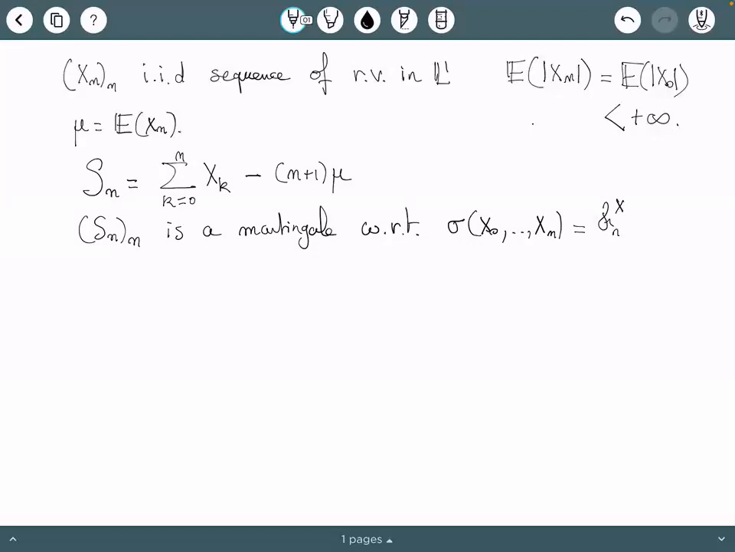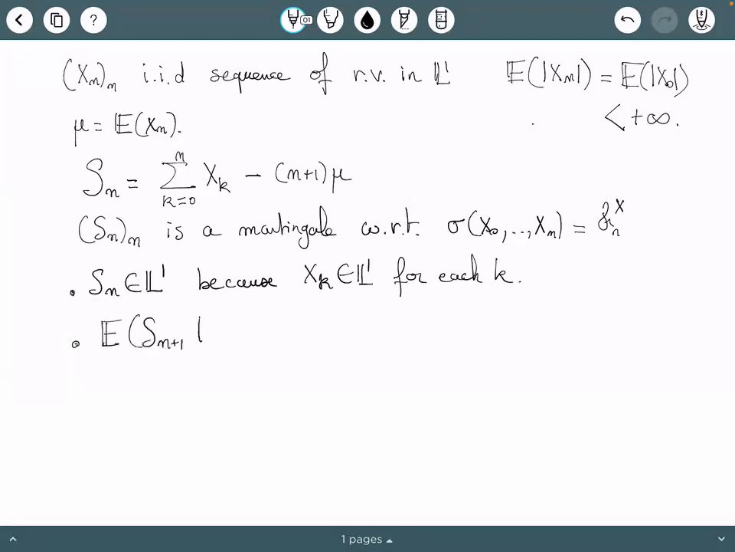Let us check that it is a martingale. The first thing is that Sn is in L1 for each n, because the Xk are in L1 for each k. So that is done. Now I have to compute the conditional expectation of Sn plus one given Fn^X, and I have to show that it is equal to Sn.